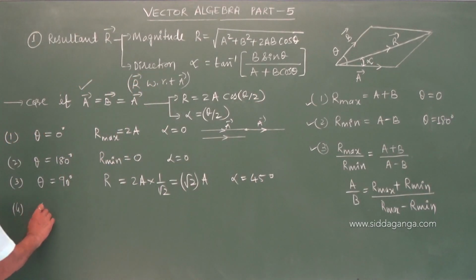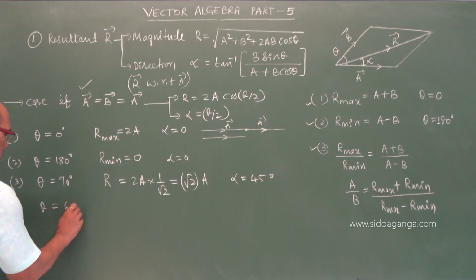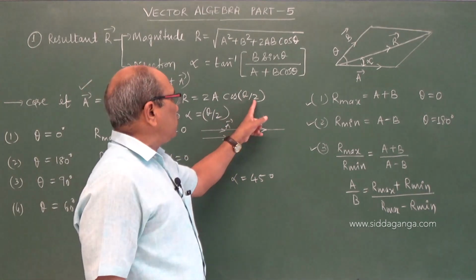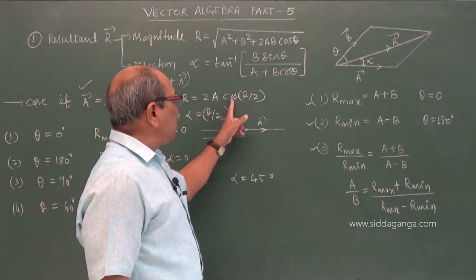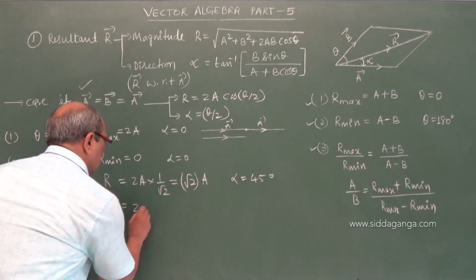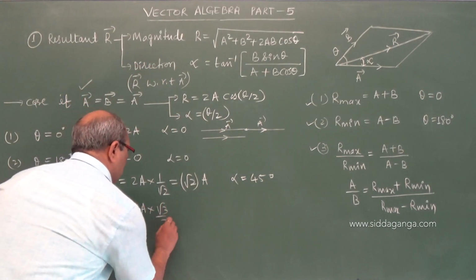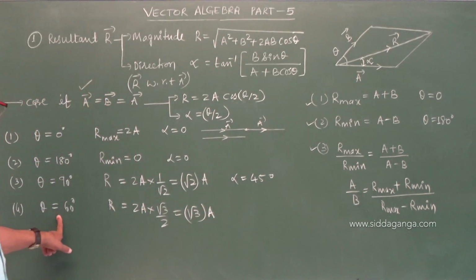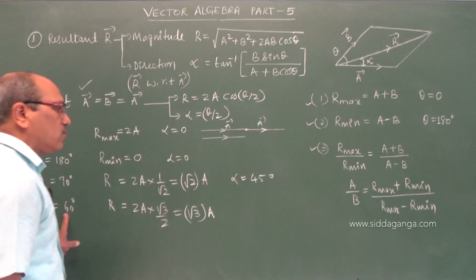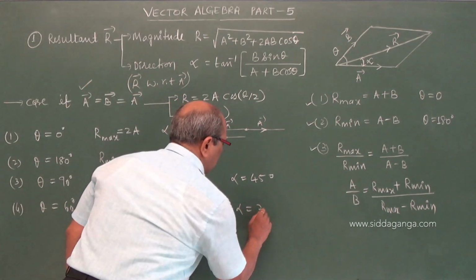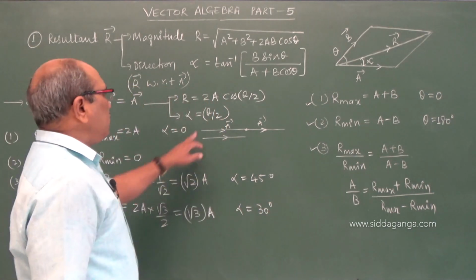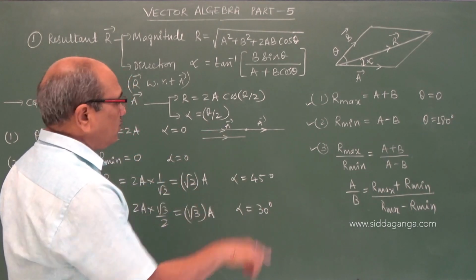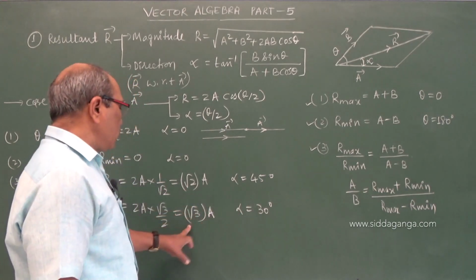So fourth one, theta equal to 60 degree. When theta is 60, 60 by 2 is 30, cos 30 is root 3 by 2. That is 2a into root 3 by 2, which gives root 3a. If the angle between the two vectors is 60 degree and both are equal, then alpha is equal to 30 degree. If the angle between the vectors is 60, the resultant is root 3a and makes 30 degrees.